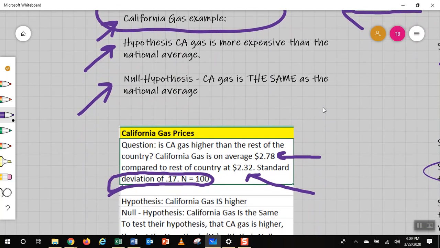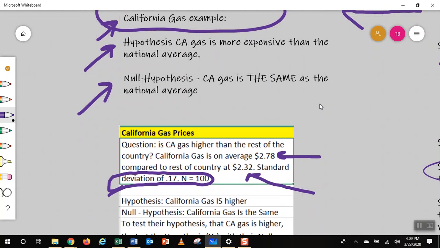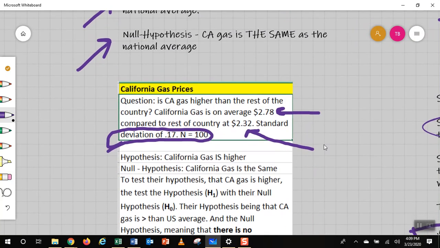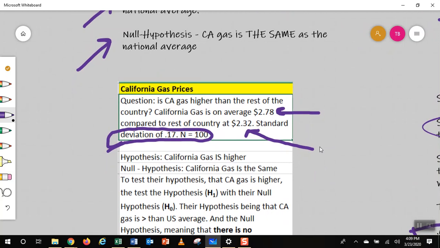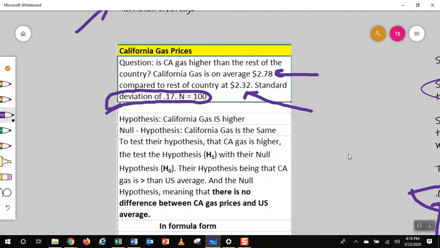And we'll pull that up right here. So the question is: is California gas higher than the rest of the country? California gas on average is 2.78 compared to the rest of the country at 2.32. The standard deviation is 0.17 and the n is the number of people in the sample. So the hypothesis, if you had this research question, that the researchers in this case came up with is California gas price is higher.